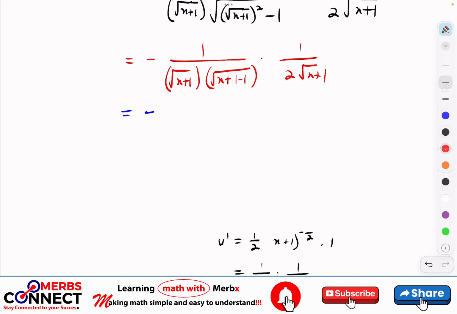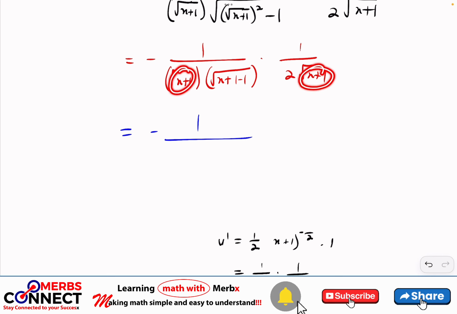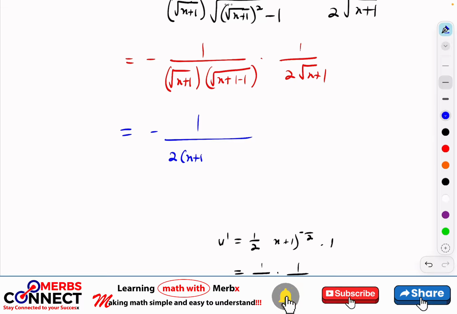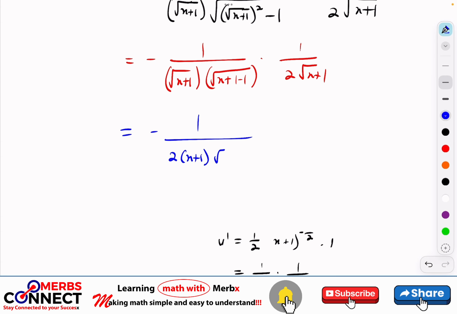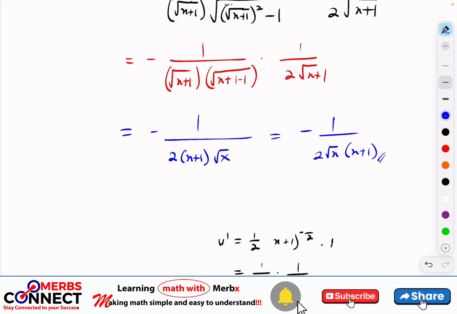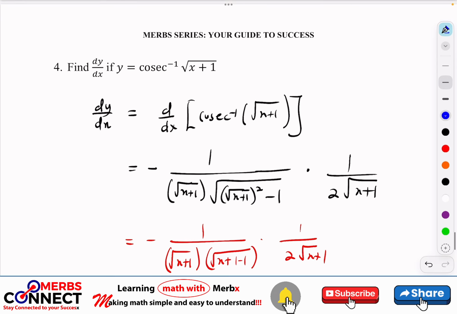This is going to give us minus 1 divided by, so this times this is going to give us just x plus 1. So I'm going to have 2, and I multiply this by this, and I have x plus 1. And this one is just going to go away, so I'm just going to have square root of x. So if I want to write this one, I write it as 2 square root of x, x plus 1. That will be the final result here.